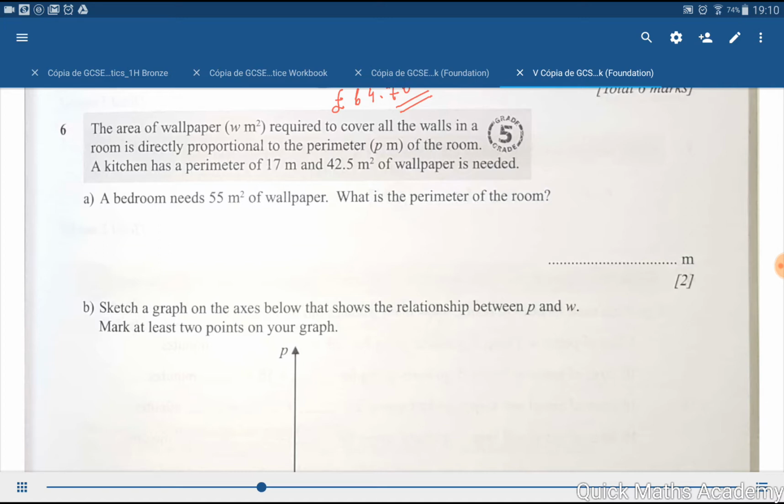A bedroom has 55 square meters of wallpaper. What is the perimeter? This is the typical case where a three simple rule is amazing to fit this exercise, because I know that for 17 meters of perimeter I need 42.5 square meters of paper.